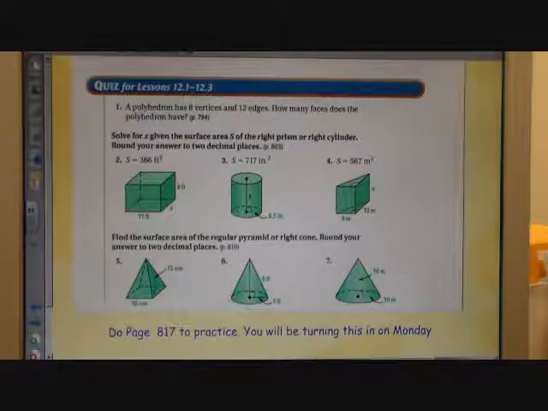So your homework is to do page 817 to practice for the quiz on Monday. You will be turning this in on Monday when you get to class.